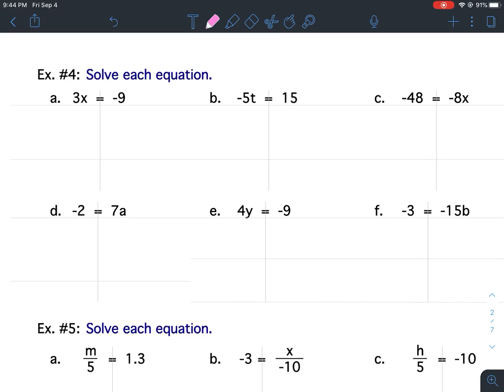Solving equations, lesson C notes, example number 4. For example number 4, each one of these equations starts out with multiplication, and the inverse to multiplication is division. So again, a number right beside a variable means multiplication, and the inverse operation would be division.